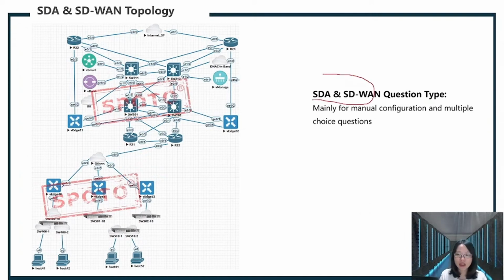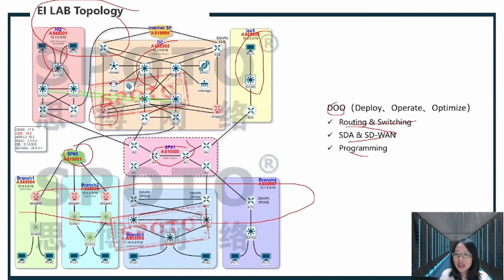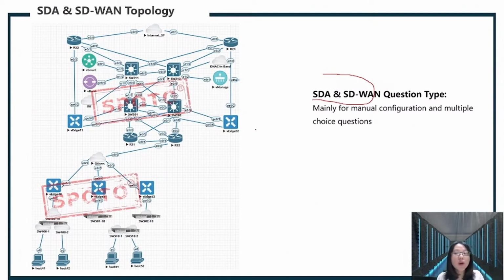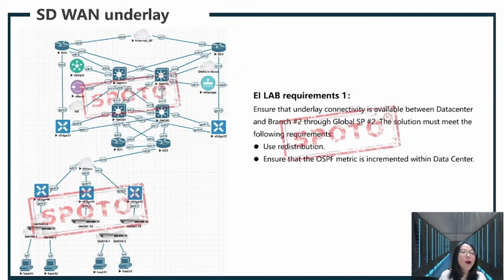Next, we will introduce the SDA SD1 module, which is the complete SDN topology. If the previous routing and switching can be successfully completed, SDN technology is not difficult. Let's take a brief look at the technical points used in SDA SD1. SDN mainly assesses candidates through practical configuration and multiple choice questions. Okay, so let me show the new requirement about SDN.